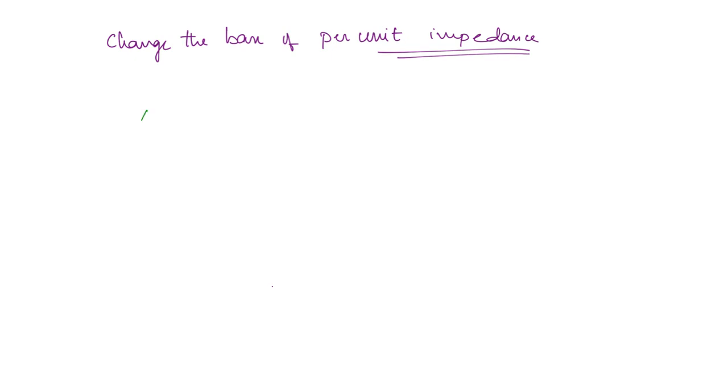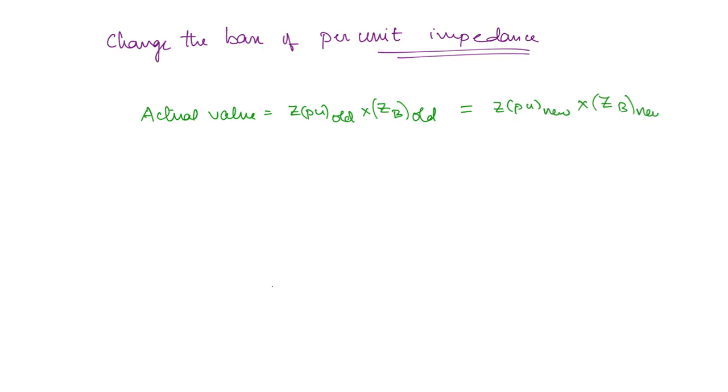Okay. So first you can write the actual value in terms of the old base. Okay. So this is going to be Z per unit old into Z base old, right? And this will be equal to the new per unit value into the new base value, right? This is equal to the actual value.